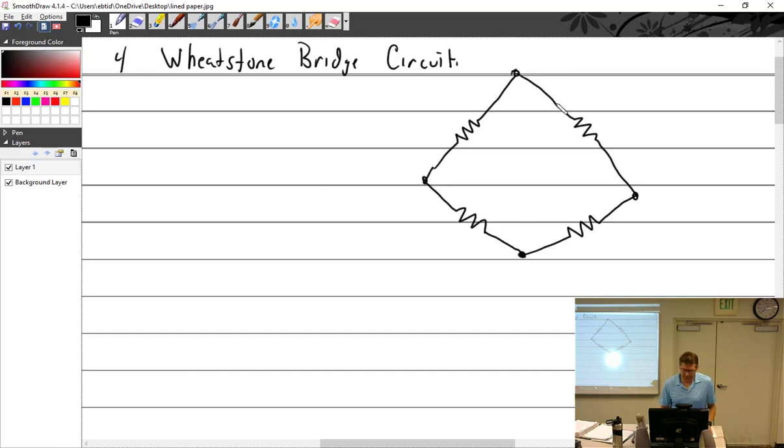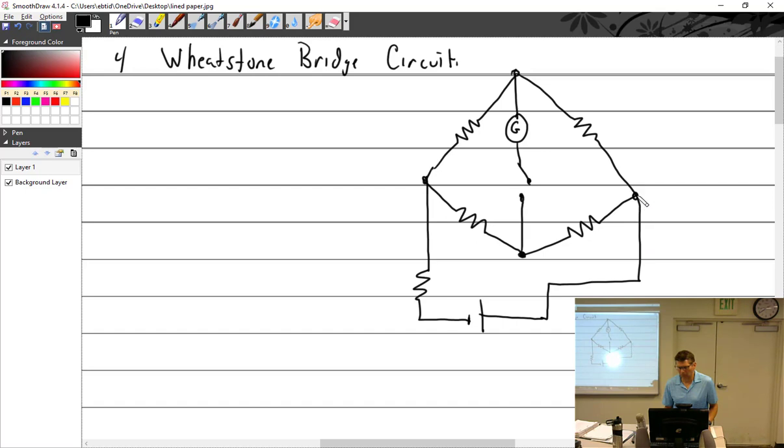So. All right. What's that right there? Switch. And I have to put that little dog leg there because that's kind of where my picture goes when I'm talking. So, all right, Wheatstone Bridge.